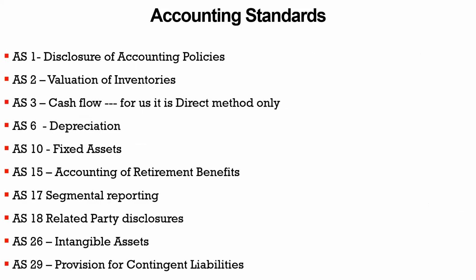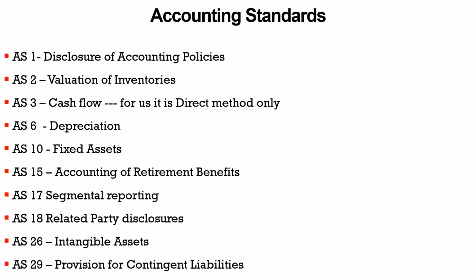Out of the 34 accounting standards, we mainly use some which can be asked. I will request everyone to remember the number and name of the accounting standard. Number, what is AS1, what is AS2, what is AS3, and name. So that can be asked.